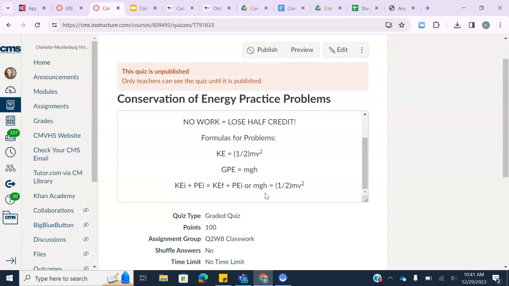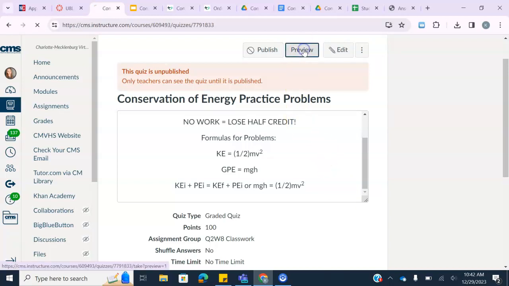Okay, so our gravitational potential energy, or our M times G times H, will be equal to the 1/2 times mv squared. Okay, so we do have to keep that in mind because there are a couple problems here where we're going to have to put that into practice.